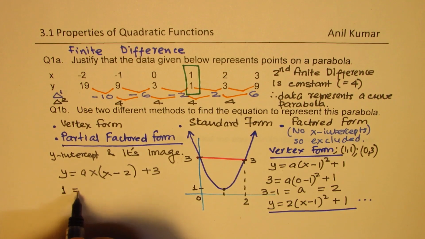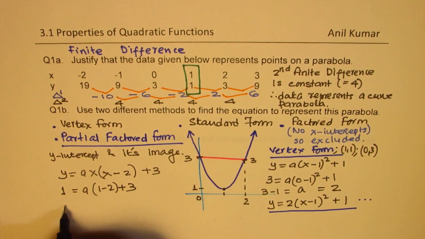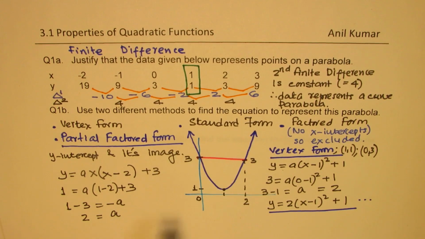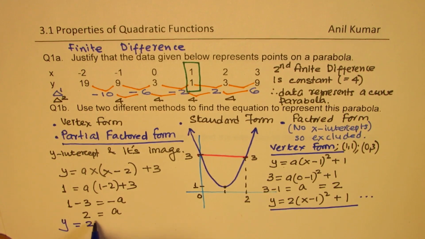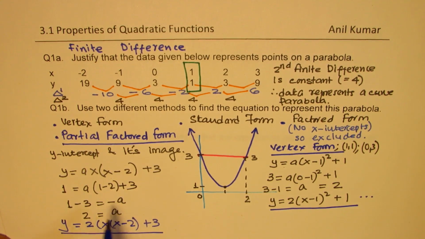So if I use (1, 1), I get 1 equals a times 1 times (1 minus 2), plus 3. And that means, bringing 3 to this side, 1 minus 3 equals, when you open this, minus a. So we get a equals 2. Clear? Now, when a is 2, we can write this equation as y equals 2 times x times (x minus 2) plus 3. So that is how we could get this equation in the partial factored form. Is that clear to you?